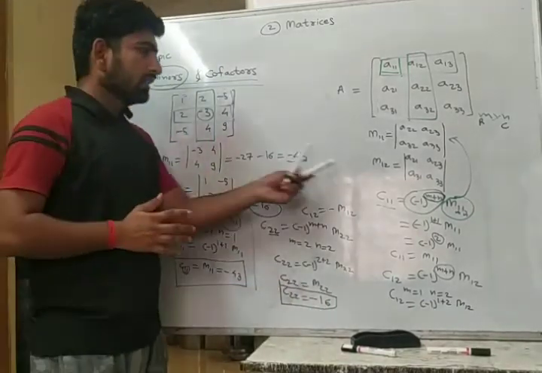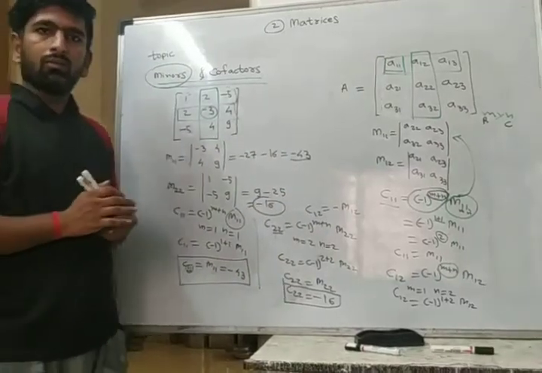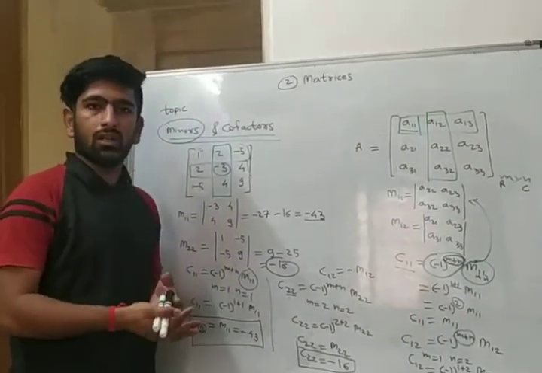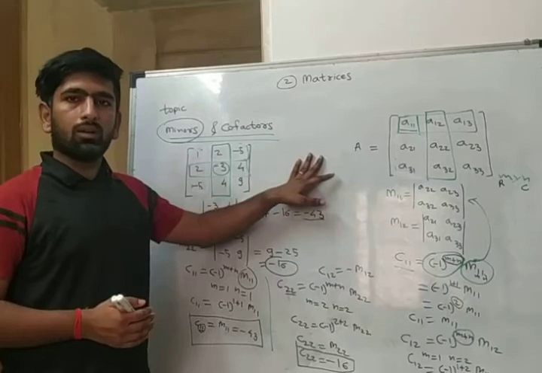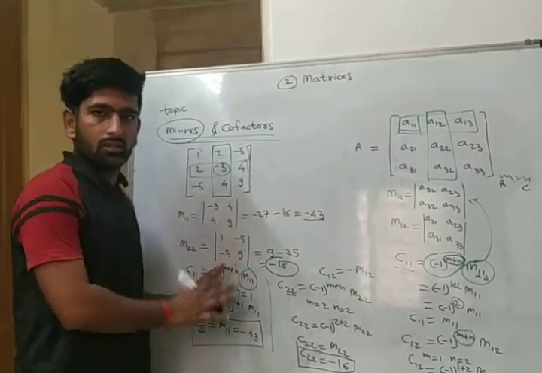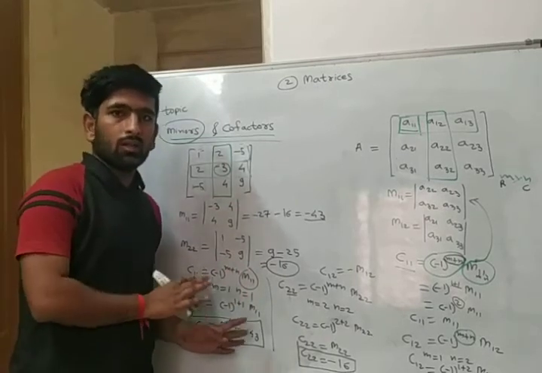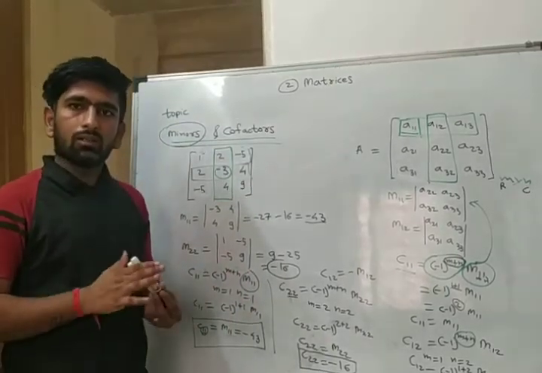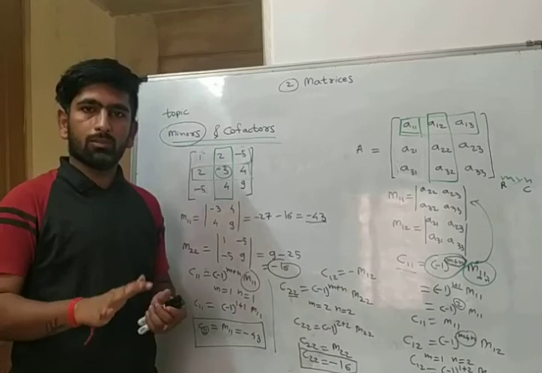Okay friends, this is the minor and cofactor. We will start from the next lecture the actual chapter of matrices of 12th standard. These are all basics. This is the second lecture of the basics. From the next lecture we will start the elementary row transformation operations.